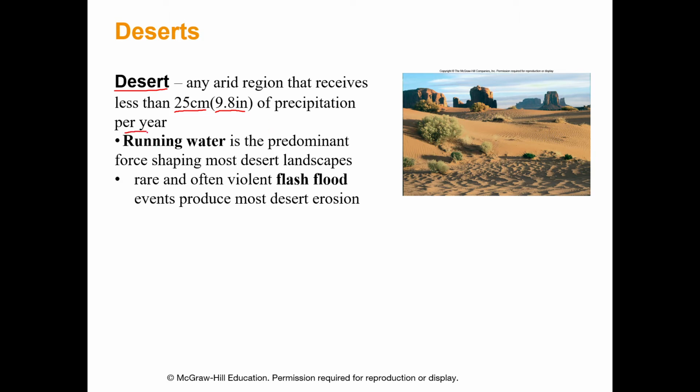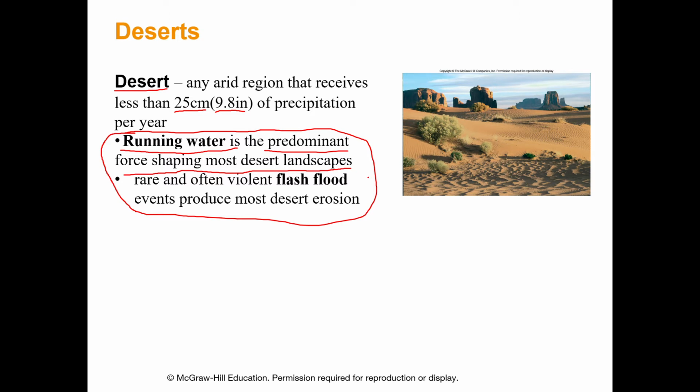And here's one of the big fun facts for this whole chapter. A lot of people think that wind erosion will dominate a desert, and certainly it occurs, and wind is pushing things around. However, running water is still the predominant force shaping the majority of the erosion and the majority of the things being moved around, sediment and that sort of thing.